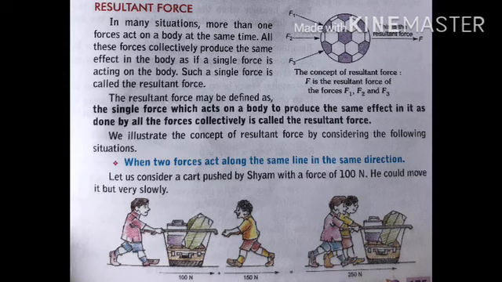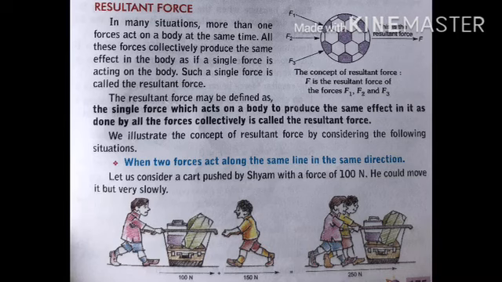Now, when two forces act along the same line but in the opposite direction. Let us consider the cart being pushed by Syam with a force of 250 Newton. He could move it faster quite easily. Now Arun starts pushing the cart with a force of 150 Newton in the opposite direction. Now Syam could move it only slowly.